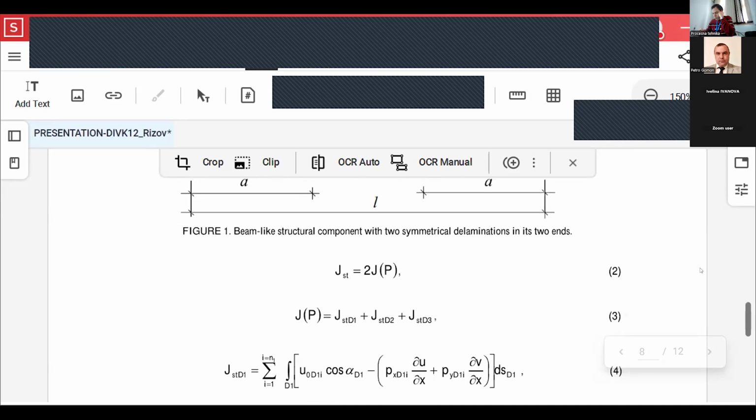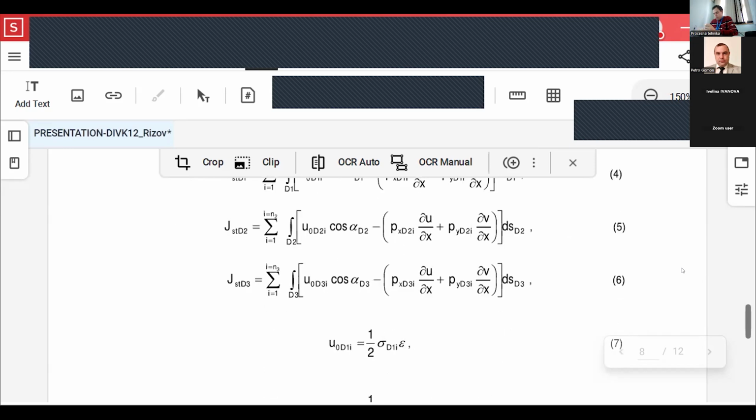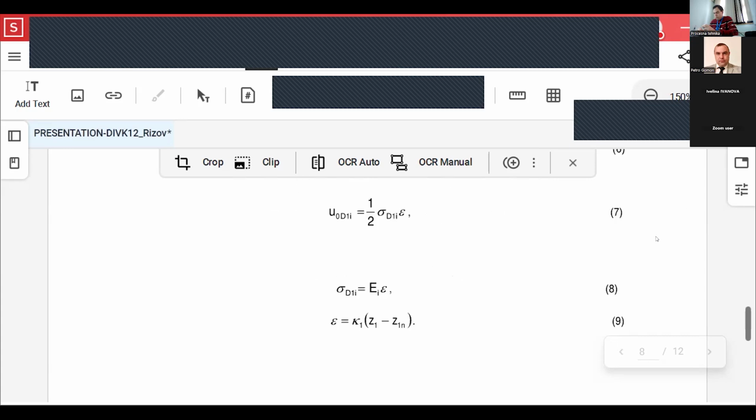Equation number 3 estimates J as a function of P. Here, D1, D2, and D3 are parts of the path of integration D. The values of J are found by applying equations number 4, 5, and 6. Equation number 7 defines the specific strain energy density. The curvature and the coordinate of the neutral axis are determined from the longitudinal force and the bending moment by applying equations number 10 and 11.